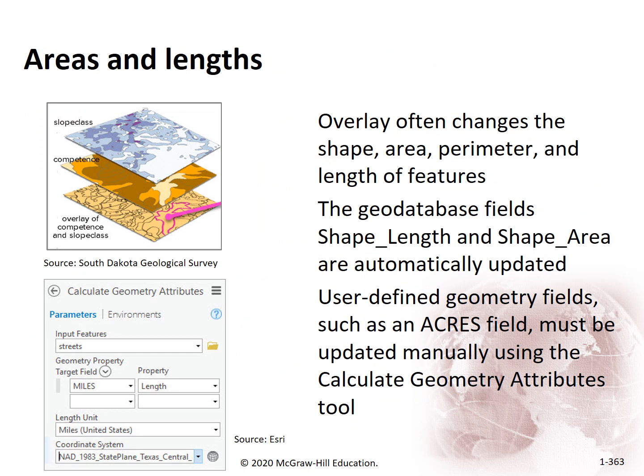Again, areas and lengths. The geodatabase fields in a feature class, shape_length and shape_area, are automatically updated. User-defined geometry, not so much. Anything in a shapefile, not so much. It's best to just assume, if you do anything to modify anything, that everything's wrong, and just update it. Calculate the geometry to fix it.